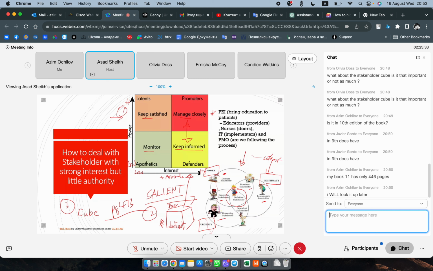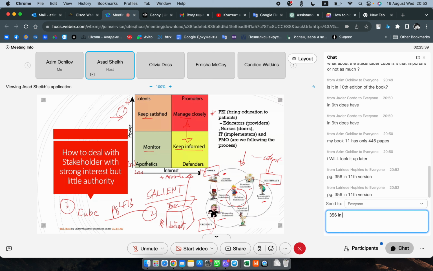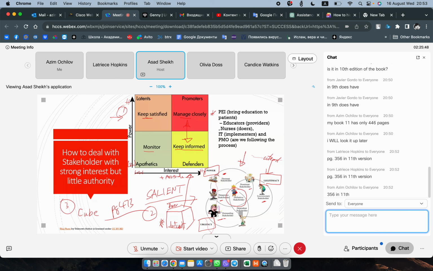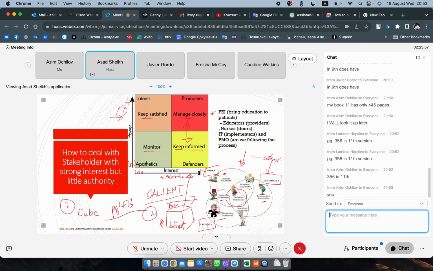So just page 473 in the 10th edition. You just have to look it up. Next time I'm going to bring my 10th edition here and help you guys out. But I think you can look into it. Oh, 356, on page 356 in the 11th edition. Okay, thank you guys. So look at 473 for the 10th and 356 in the 11th.